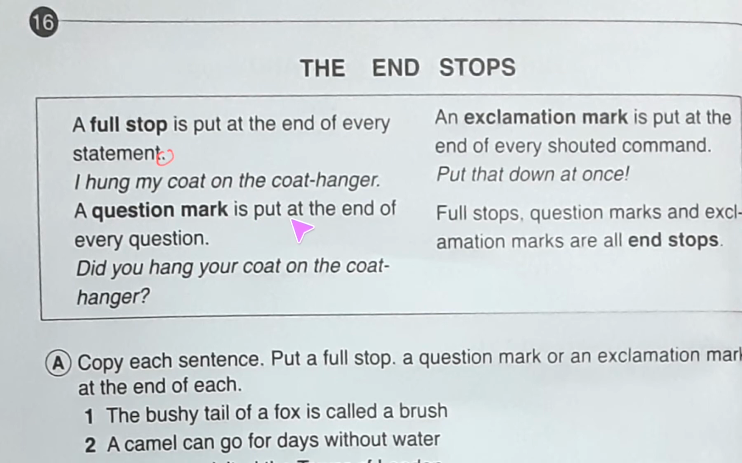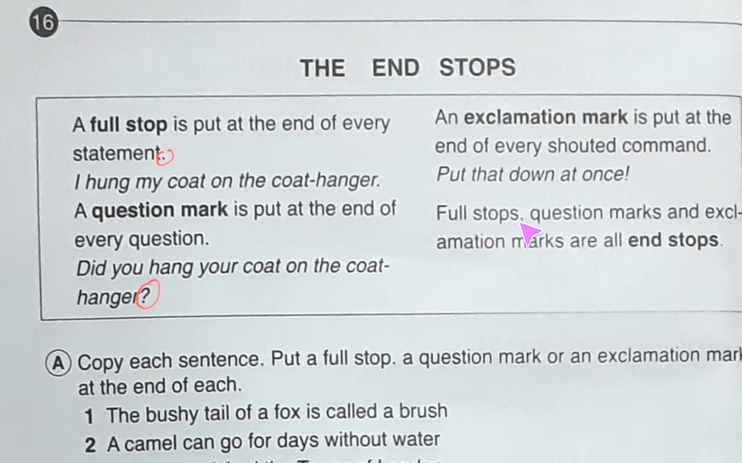A question mark is put at the end of every question. Did you hang your coat on the coat hanger? So here by this sentence a question is asked, that's why after the sentence a question mark is used. This is called a question mark. Now another one: an exclamation mark is put at the end of every shouted command, like put that down at once. You can write, or you can tell, sit down, don't go. So after every shouted command we can use an exclamation mark.